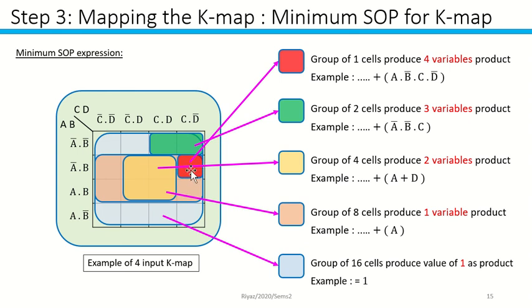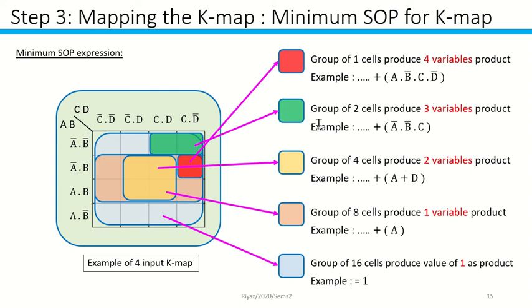For a group of only one cell, it produces a 4-variable product. For example, over here you have A bar, B, C, and D bar. So you have something plus A dot B bar dot C dot D bar.